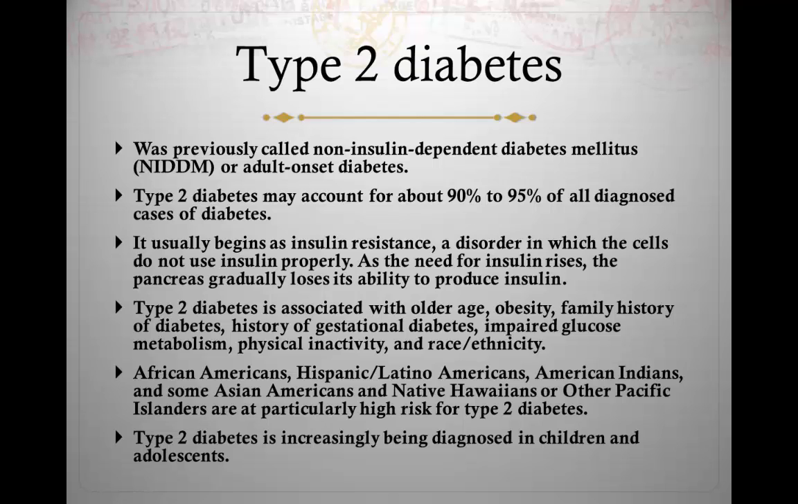Plasma glucose levels could reach higher levels than type 1 diabetes, even more after eating in younger adults, especially when the patients eat high carbohydrate loads. African Americans, Hispanic, Latino Americans, as well as American Indians, and some Asian populations are at particularly high risk for type 2 diabetes. It's becoming increasingly common now in children, as we already said, due to the epidemic of obesity.